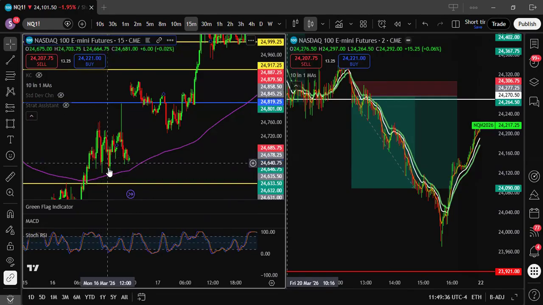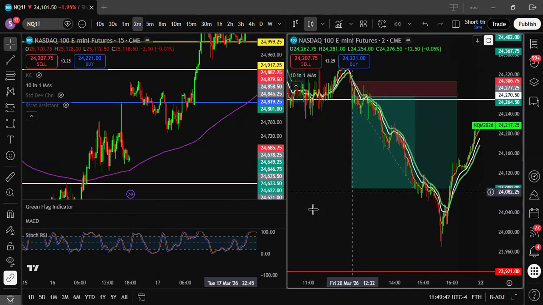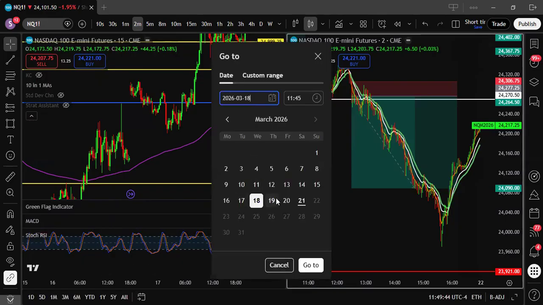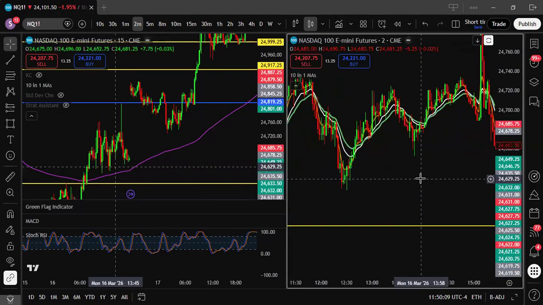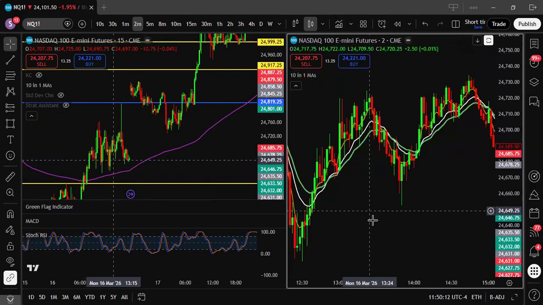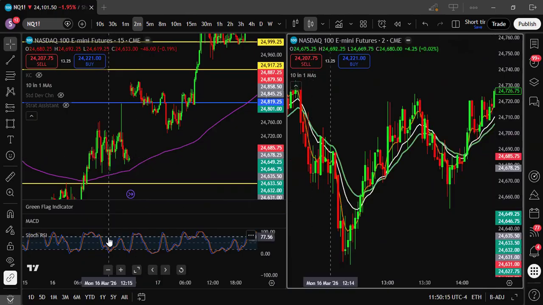We was over the 200. We got oversold at 12:15, right? So now we're just doing the opposite. Let's go on the 2 minute on Monday. What date was this? Monday the 16th. We hit under the 20 at 12:15. This one didn't last long, but there's still money involved, so we're gonna play it.